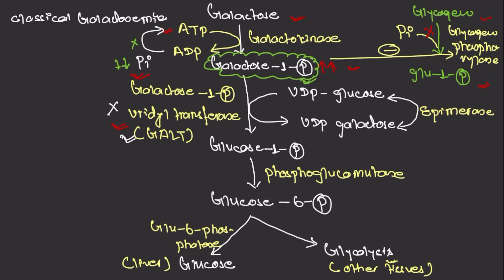Second reason is that there is a decrease in the level of ATP in classical galactosemia, right? And for the synthesis of glucose from pyruvate or lactate or alanine, we need ATP. Actually 6 ATPs are needed to synthesize glucose from pyruvate, alanine or lactate. But in classical galactosemia the level of ATP is down, so glucose will not be synthesized, and it will manifest as fasting hypoglycemia.